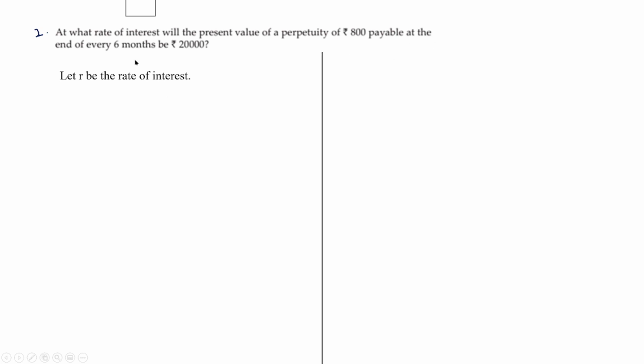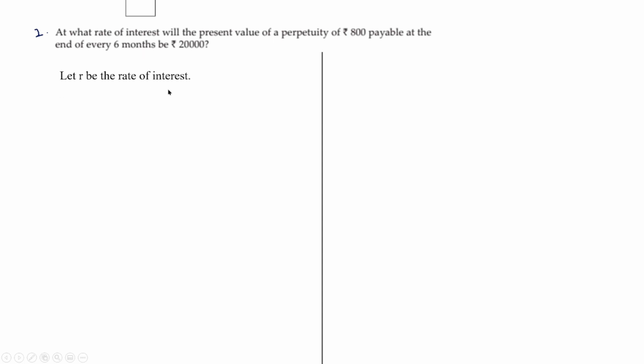Next question: at what rate of interest will the present value of a perpetuity of rupees 800 payable at the end of every 6 months be rupees 20,000? So here we need to find the rate of interest for this amount, rupees 800, and whose present value of this perpetuity is given. The present value of this perpetuity of rupees 800 is rupees 20,000 and it is payable at the end of every 6 months.